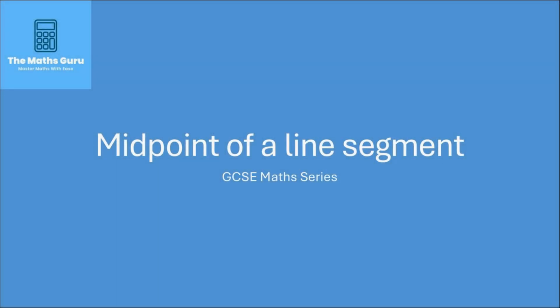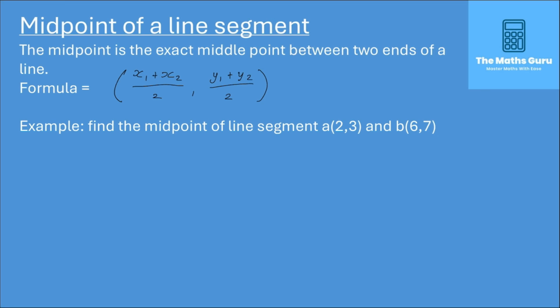Today we're going to be taking a look at midpoint of a line. So, getting straight into it, the midpoint of a line is the exact middle point between two ends of that line. And the formula is (x1 plus x2) divided by 2 and (y1 plus y2) over 2. So the answer to the midpoint is going to be in the form of coordinates.